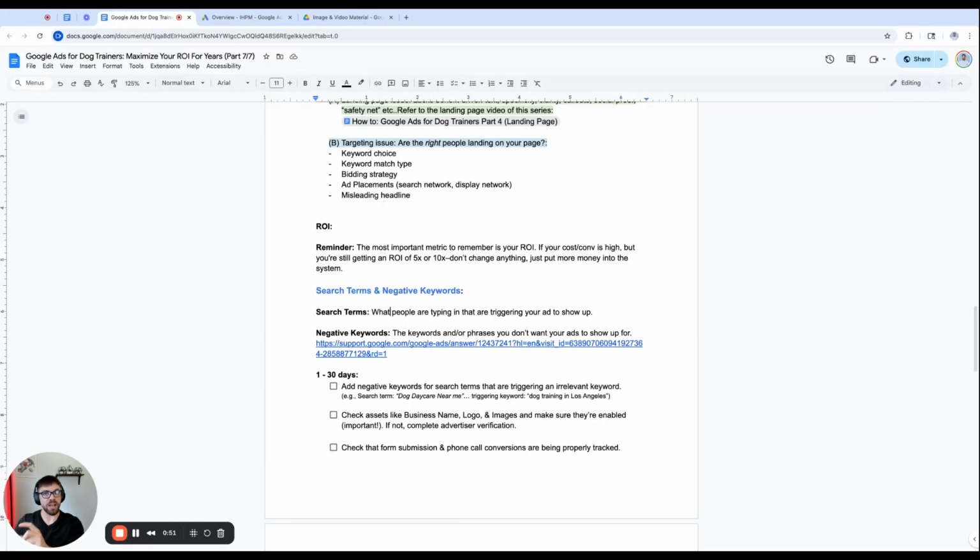So you can add daycare as a negative keyword in your Google Ads account, which will tell Google, hey Google, if someone types in the word daycare anywhere in the search bar, don't show our ad for that.